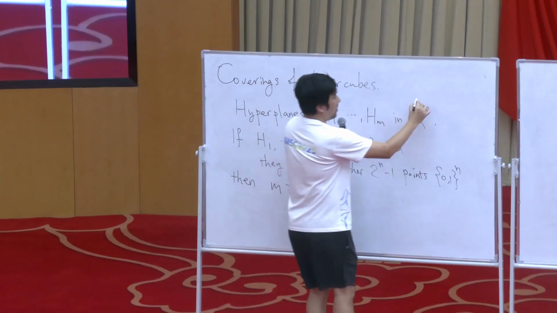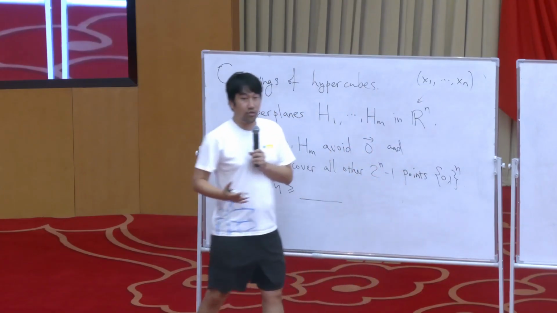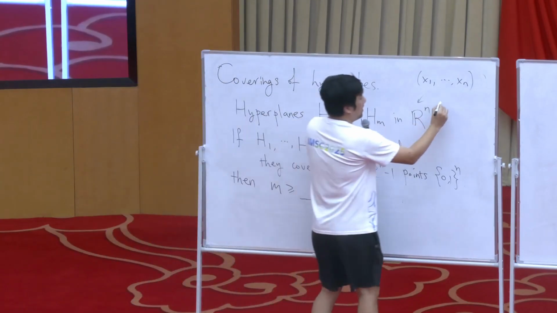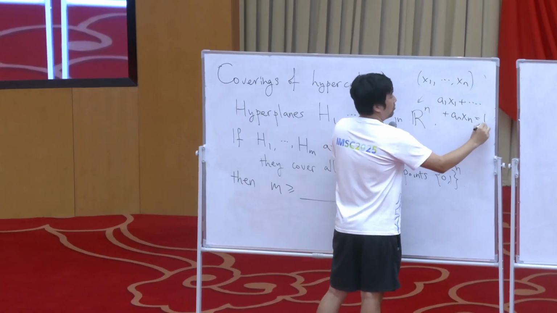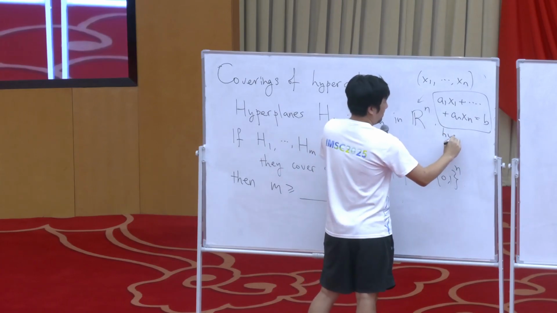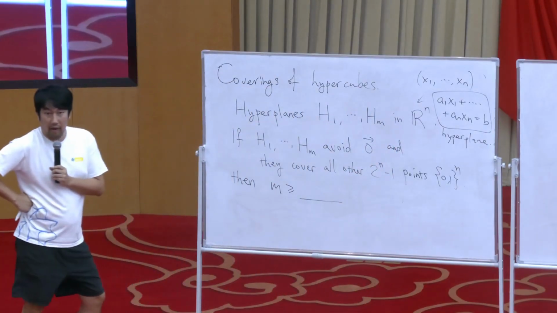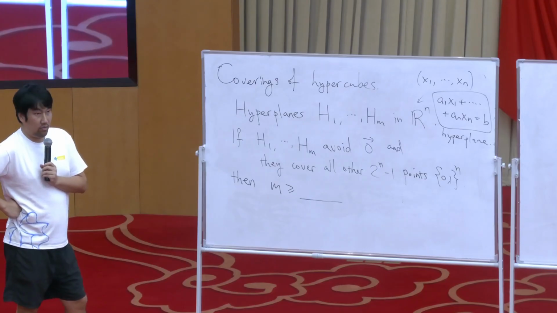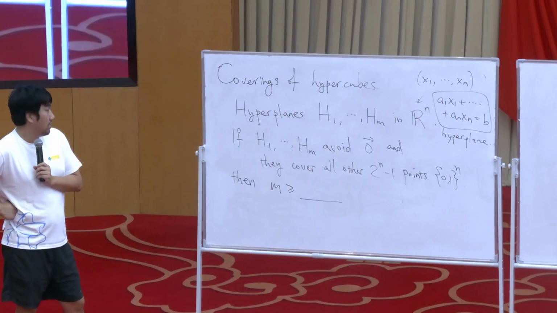Let's say that here in R^n we use coordinates x1 through xn, and a hyperplane is just an equation of the form a1x1 + ... + anxn = b. Does this make sense? Okay. What's the lower bound? What do you think is a plausible lower bound for the number of hyperplanes that cover?